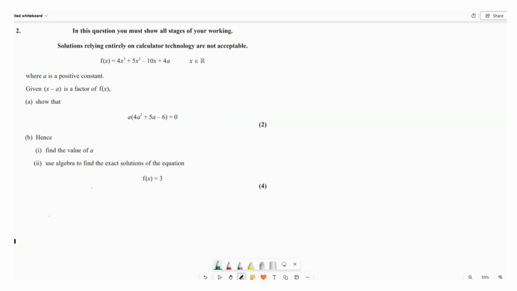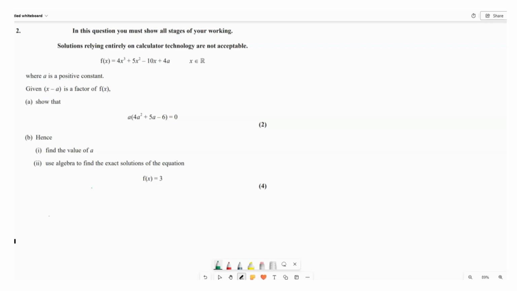This question was taken from the June 2023 P1 booklet. Here we have a function f of x, where x are real numbers and a is a positive constant. Given that x minus a is a factor of f of x, we are asked to show that a into 4a squared plus 5a minus 6 equals 0.